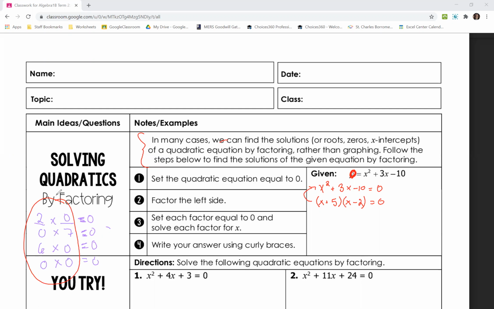Well, we see that when you have two factors that multiply together to get 0, the equation is true if and only if one of your factors, at least one of your factors, has to be 0. Okay, in this last case, they both were 0. Okay, so when you have a multiplication problem set equal to 0, you can for sure say, well, either the first factor is 0 or the second factor is 0.